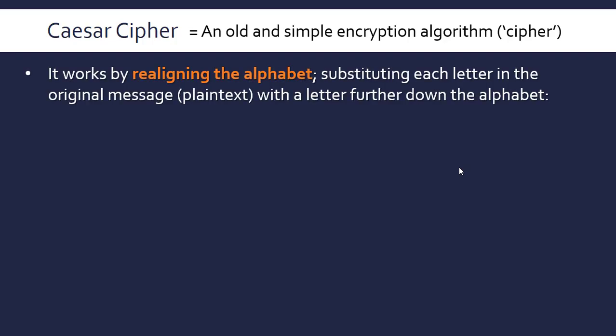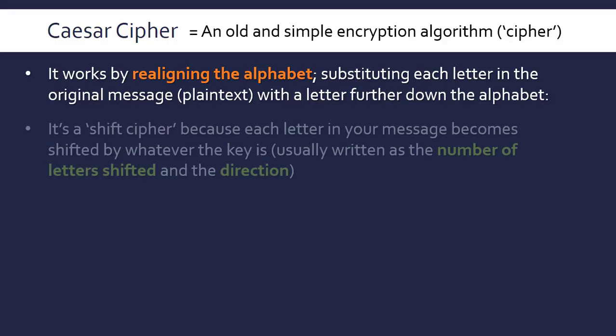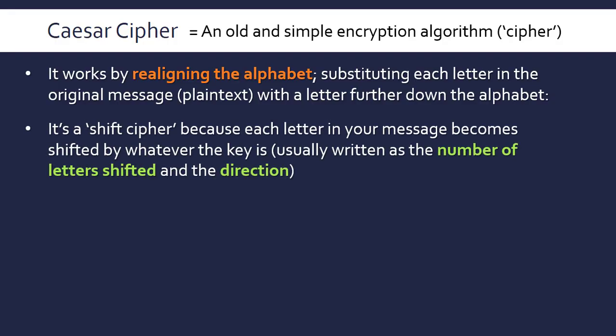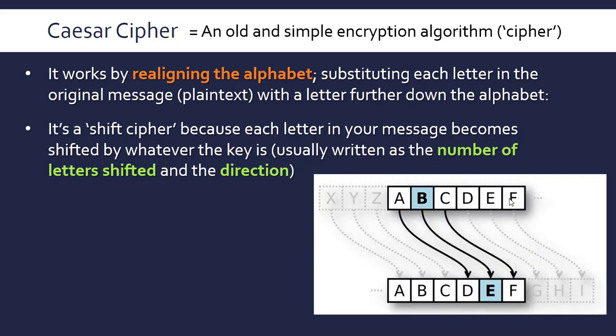It works by realigning the alphabet, substituting each letter in the original message with a letter further down the alphabet. So it's a shifting algorithm, a shift cipher, because each letter becomes shifted by whatever the key is, and usually the key is written as the number of letters shifted, so a number and the direction, like left or right. But if it hasn't got a sign, it just means shifted to the right because you can obviously wrap around the alphabet. To show you visually, we've got our original message here and we apply a shift here. We're going from B to E, that's what's highlighted, so a shift of 1, 2, 3. So A becomes D, B becomes E, C becomes F, D becomes G, and so on.